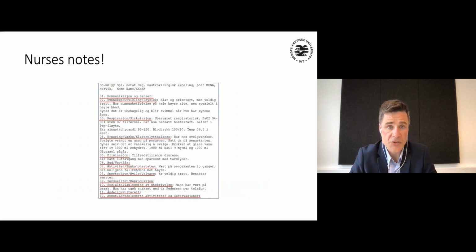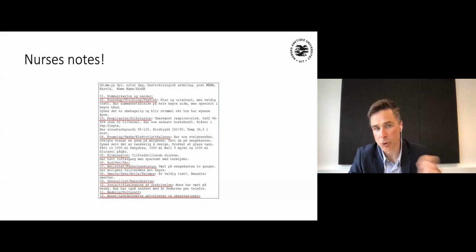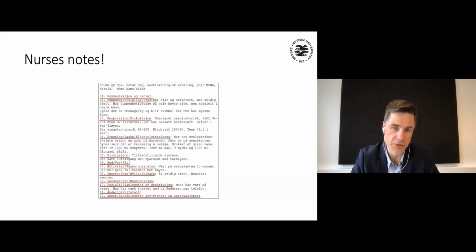This is an example of a nurse's note. So now you can see that the nurses fill out several points in a form, basically free text, but it's sort of semi-structured because you have certain points that you need to fill out for every patient. But this accumulates data.